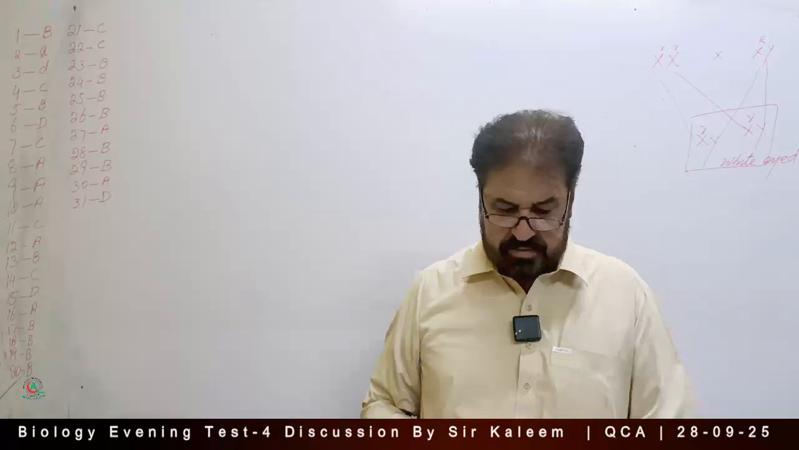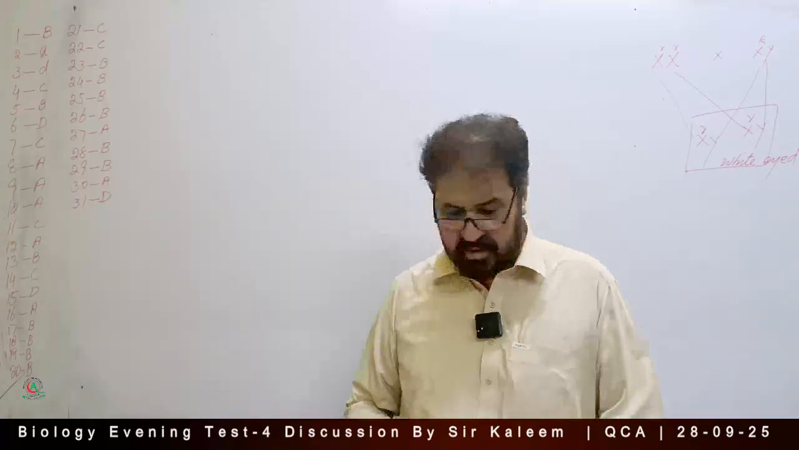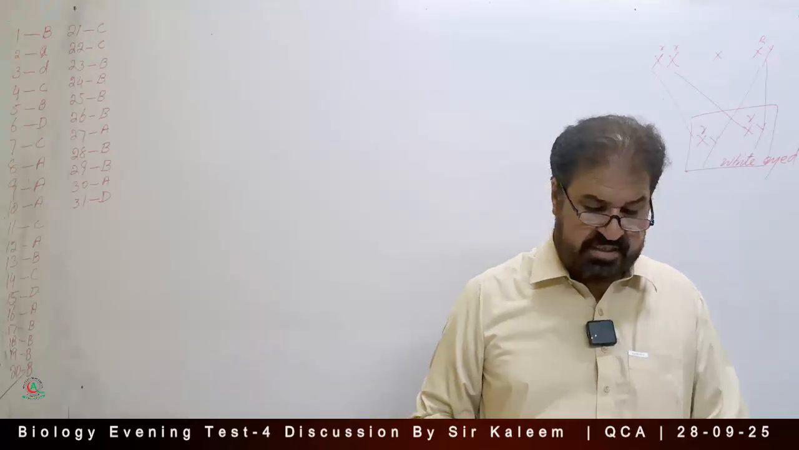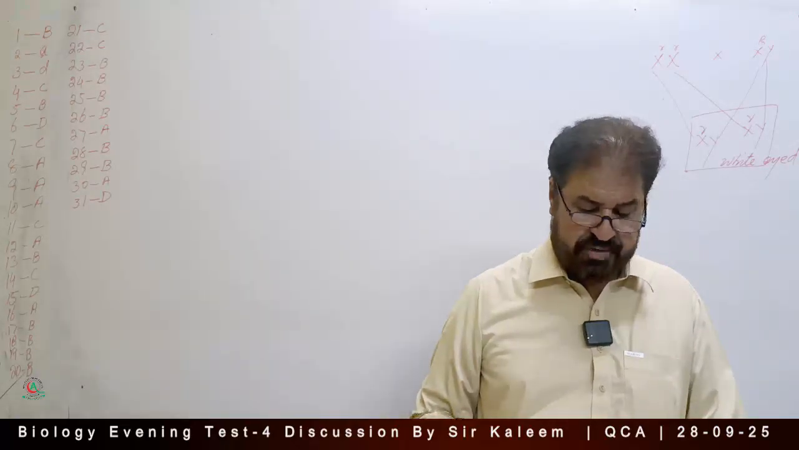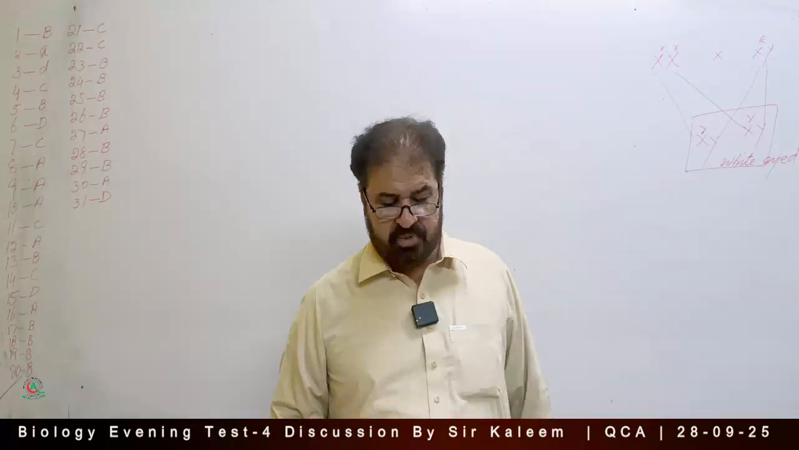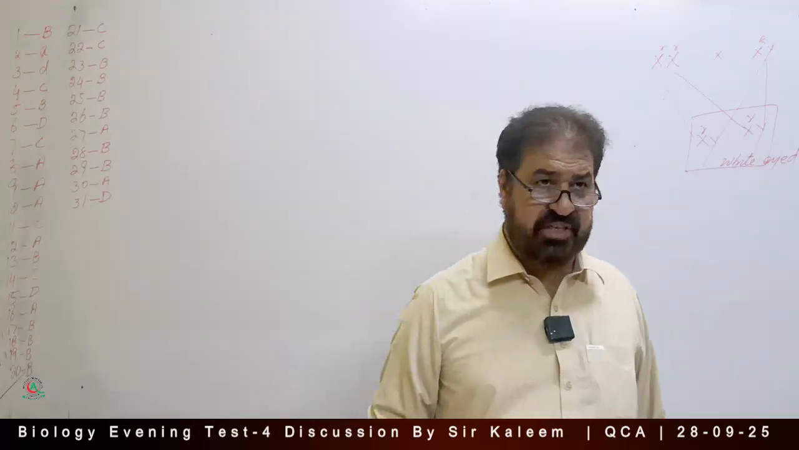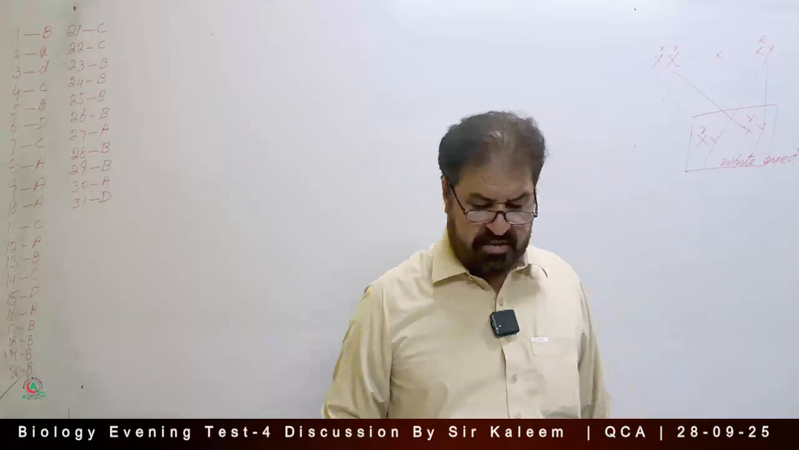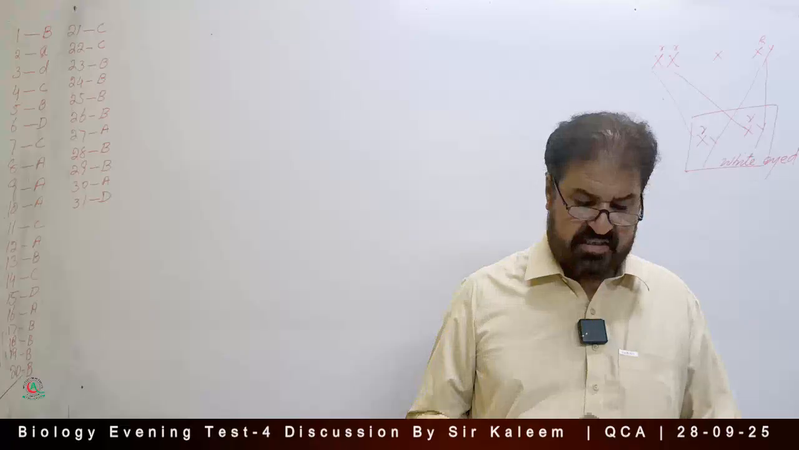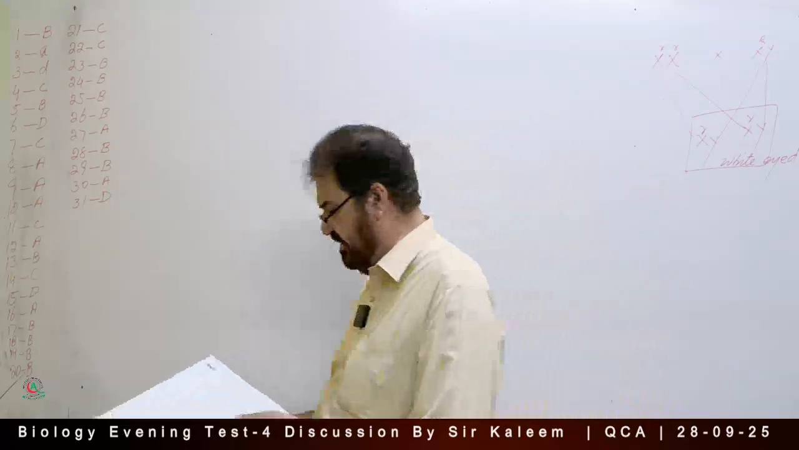Question number 32. The linked genes may be separated during inheritance by crossing over. Genes located on the same chromosome must be linked with each other, and the only mechanism which separates linked genes is crossing over. So option B is correct.